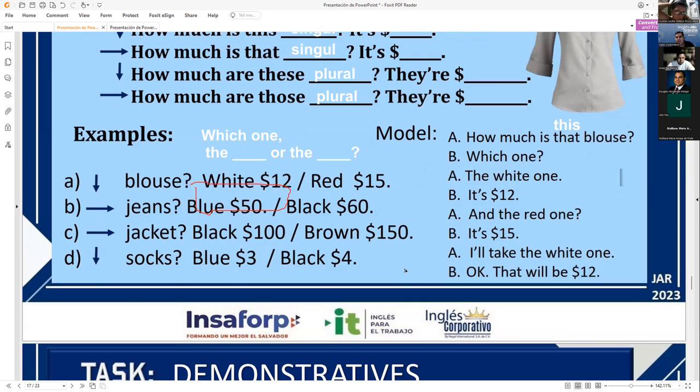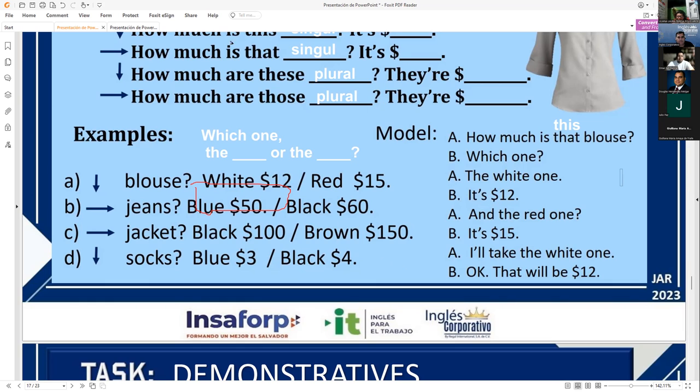How much are these socks? Which ones? The blue ones. They are $3. And the black ones? They are $4. Because it's plural, right? Socks.